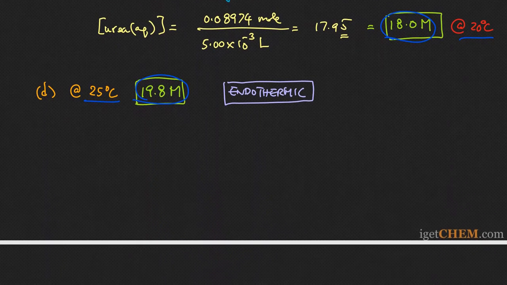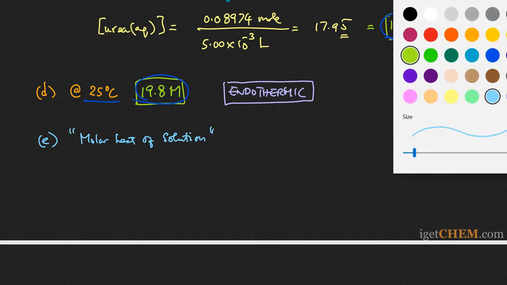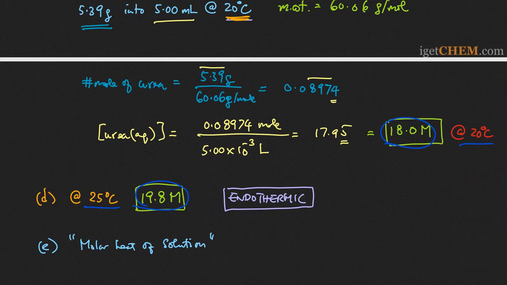So part E, I'm not going to redraw all the pictures, but essentially the question is asking, what kind of measurements do you have to make in order to measure what is called the molar heat of solution? So let me write that down first, and I'll explain what that means. The heat of solution is a delta H, the change of enthalpy, of the dissolution reaction.